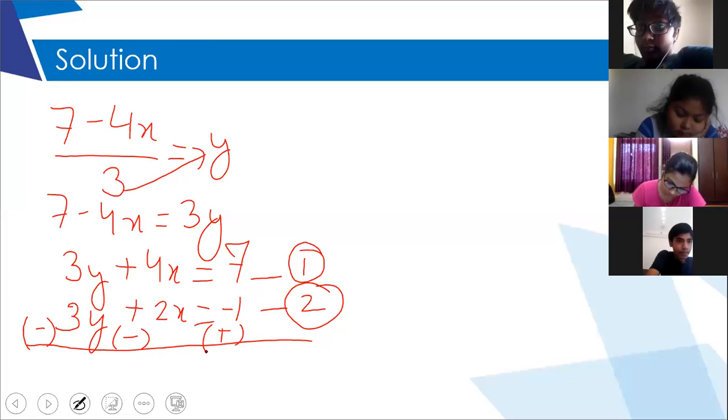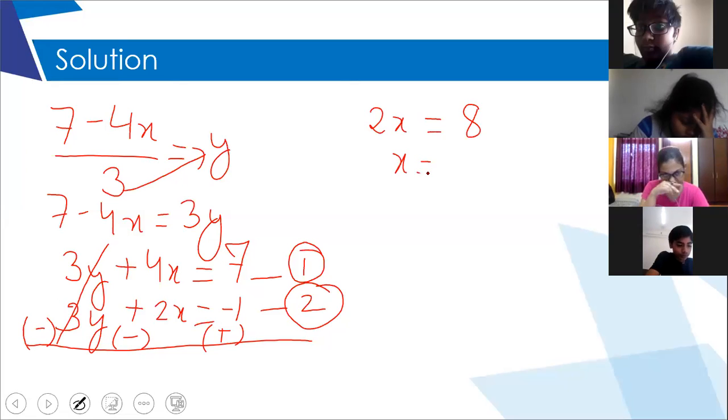Please make the changes separately. Put inside the bracket, small brackets. So this 3y and minus 3y will cancel. 4x minus 2x will give you just 2x is equal to 7 plus 1 is 8. So x is equal to 8 upon 2, which is equal to 4.